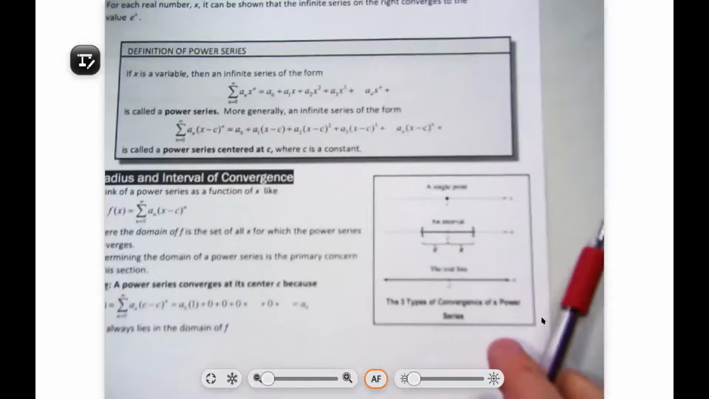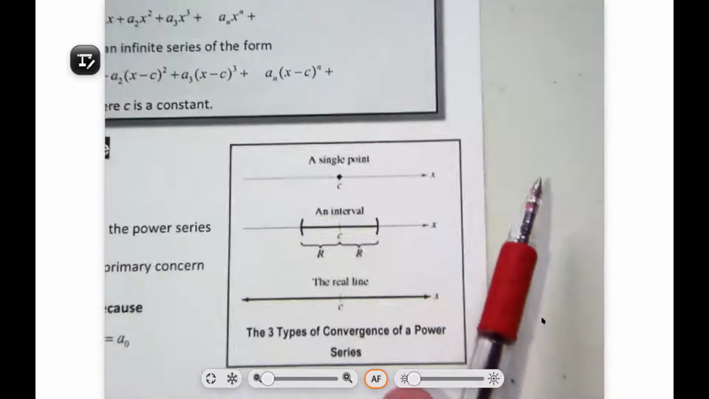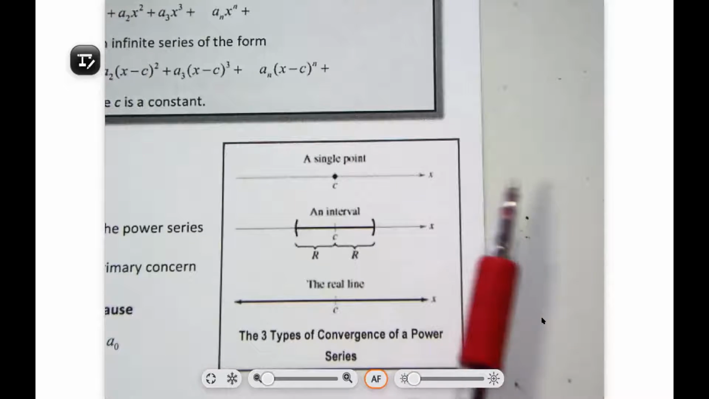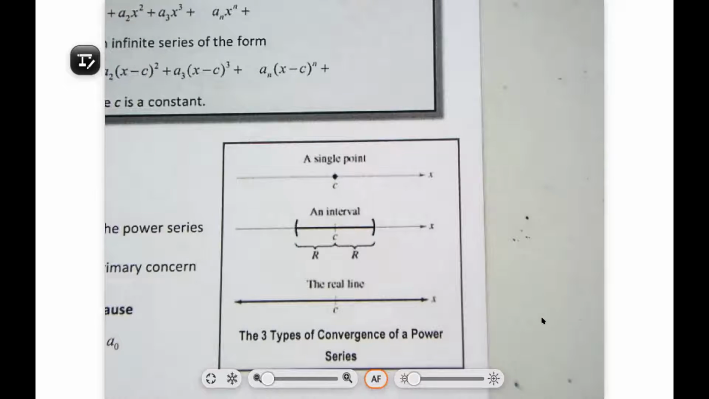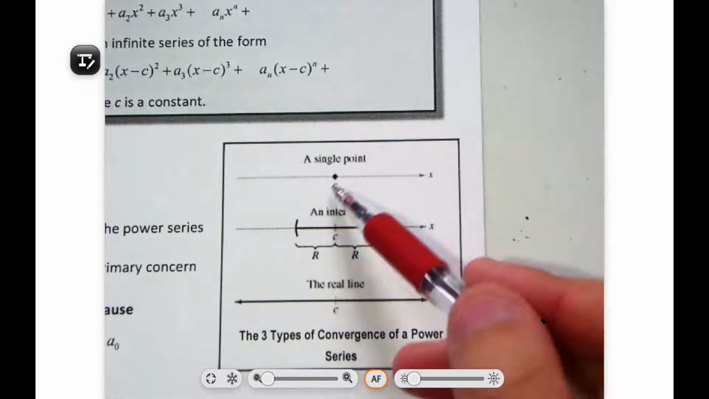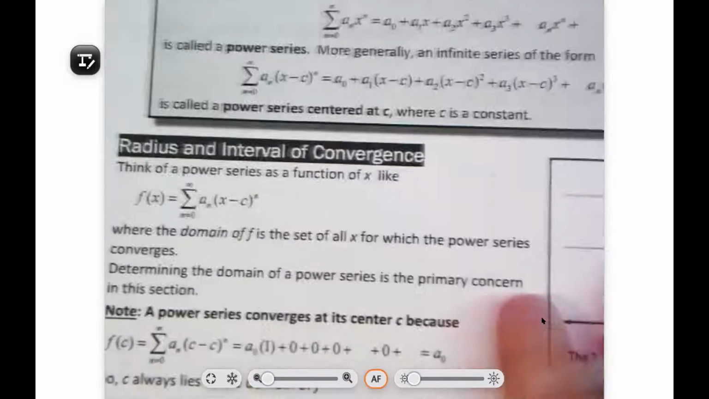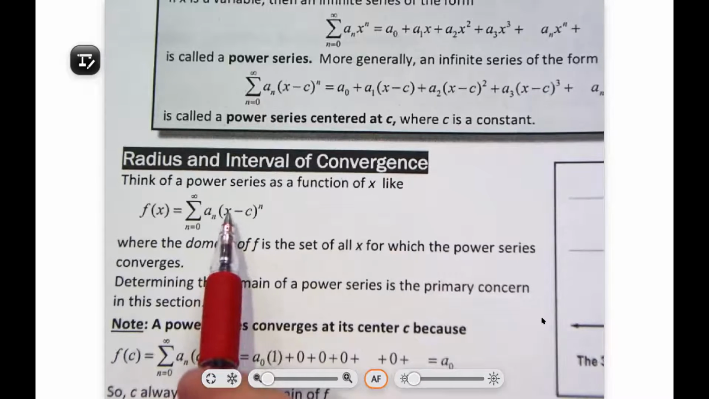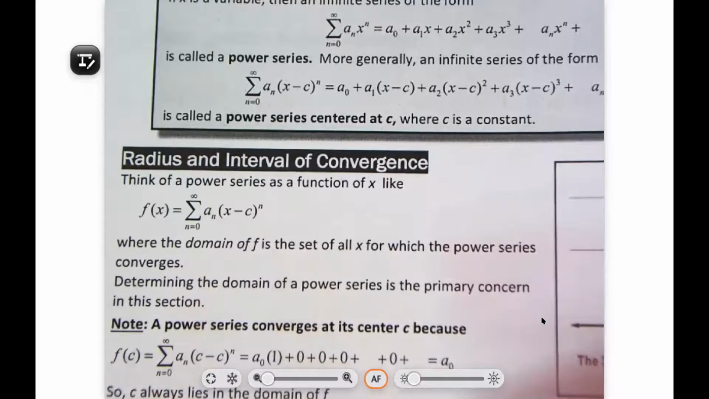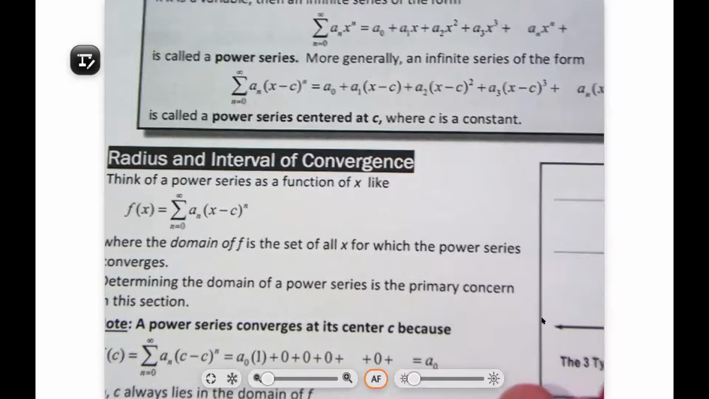For the radius of convergence, I want you guys to see this. There are three things that can happen. The radius of convergence could be 0. What that means is the series only converges at one single point, at C. If I plug C in for x right here, then we would have C minus C and we would get 0. So it's always going to converge at whatever that C value is.